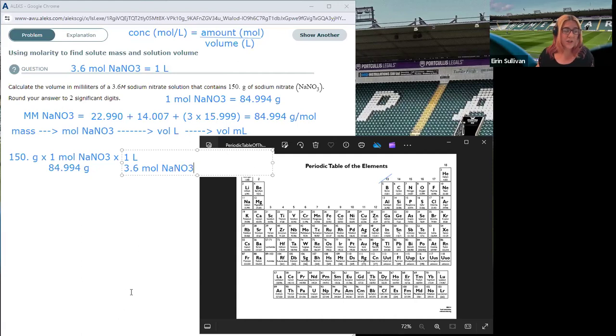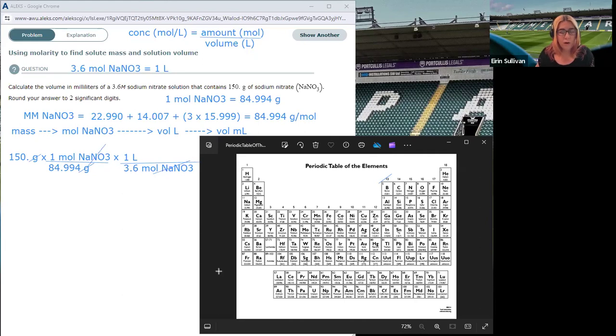So what I'm essentially doing, that you may have learned before using dimensional analysis for everything, is that you divide by the concentration, right? So look, if you rearrange this and made volume the subject of the equation, you take amount in moles, divide by concentration in moles per liter. That's exactly what we're doing here, okay? So now I can see that my mass in grams cancels out to give me moles of sodium nitrate. My moles of sodium nitrate cancel out to give me my volume in liters.